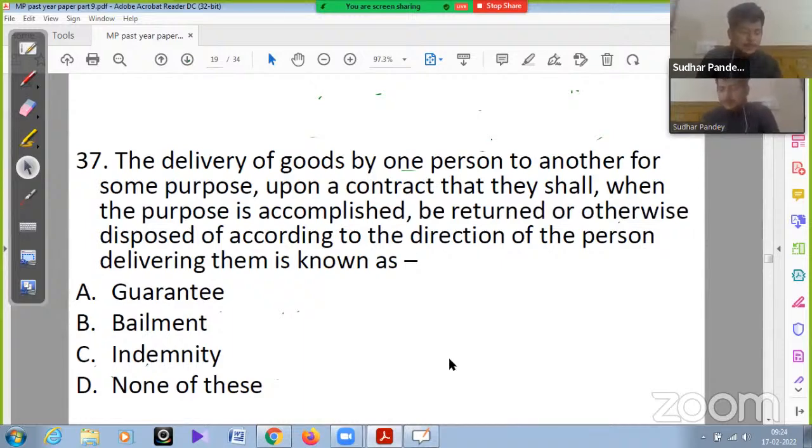If you have read the contract of bailment, you will be in a position to know its correct answer will be B for Bangalore. When a person delivers some goods to another for a specific purpose, and the goods shall be returned or disposed of as per the direction of the person who has delivered the goods, it is called a contract of bailment.